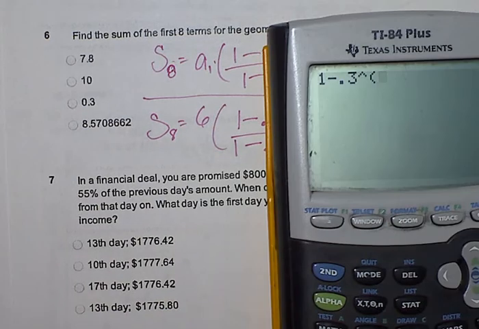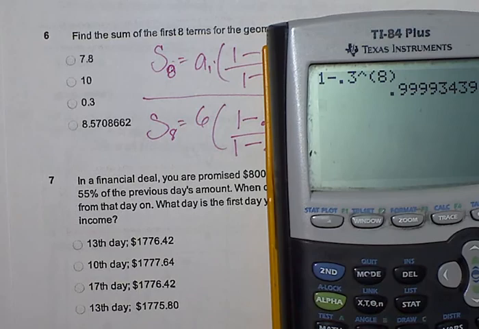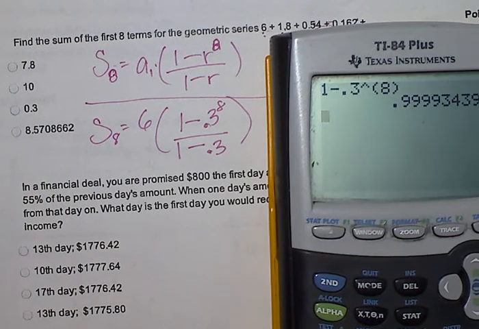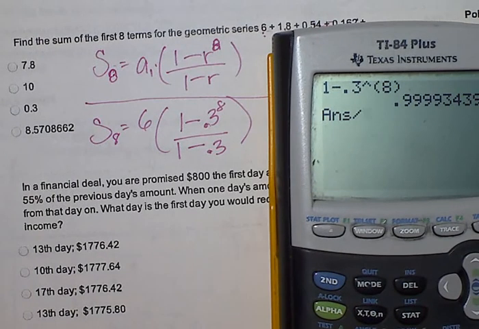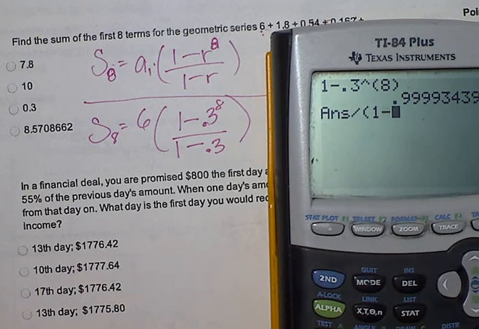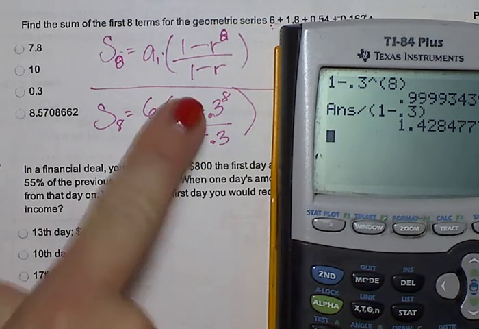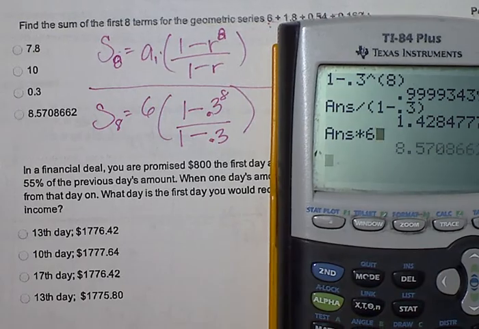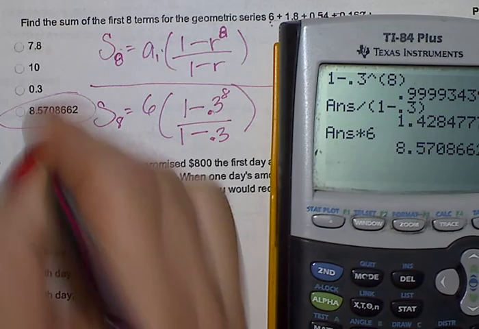Once you plug it in, get an answer by pressing enter. Now we are going to divide it, and this is where the mistake generally happens. We can hit divide, and we have to use parentheses: 1 subtract 0.3, end parenthesis. Get an answer. So I've taken care of the inside here. Now I'm going to type it times the initial number, which is 6, and our correct answer is the last option.